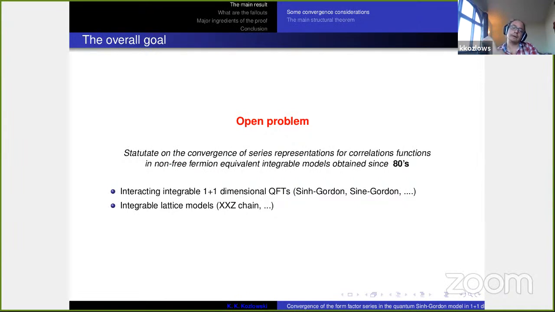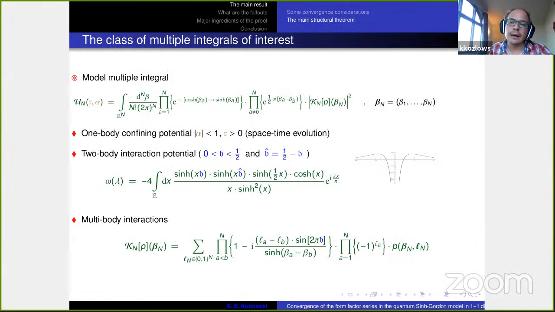The first one would be interacting integrable 1+1 dimensional quantum field theories. So the Sinh-Gordon model, but more importantly, Sinh-Gordon models and many others, but also integrable lattice models like the XXZ chain or other models. And in terms of complexity of the series representations, maybe the first series are slightly less complex. So it's good to attack the problems for the integrable quantum field theory case. Good. So after this introduction, maybe let me just present the technical result I obtained. And then I will connect it with the Sinh-Gordon model in a second part.